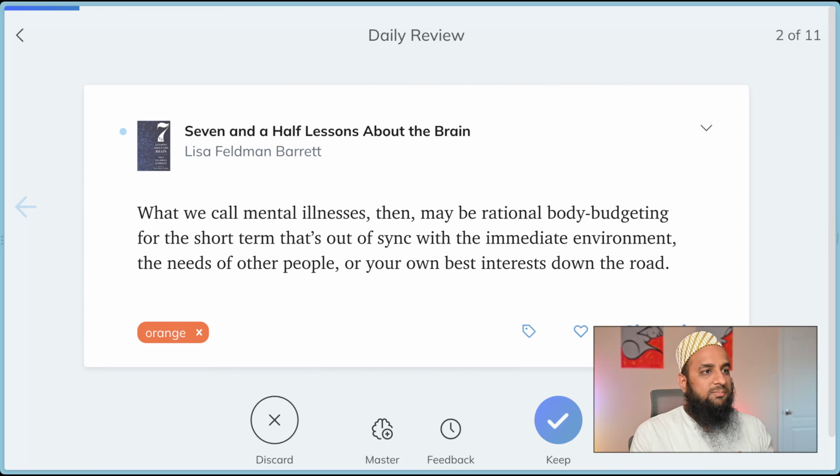So yeah, the mental illnesses, it's the brain's way of dealing with how it understands its environment, and what are the best actions it needs to take so that it can budget the body's resources appropriately. Let's move on.